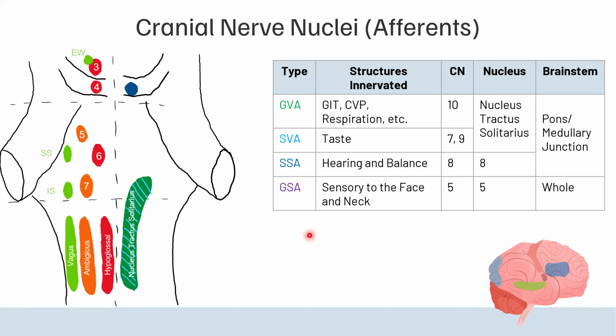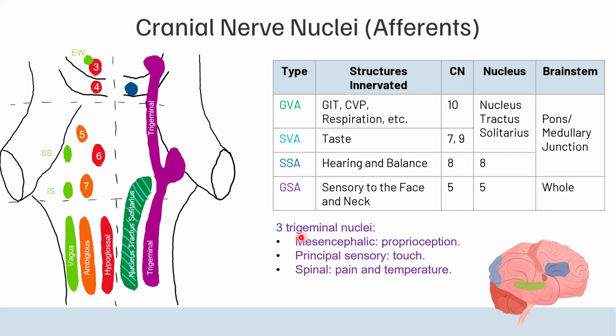Lastly, we have our general somatic afferents, which is the general sensations to the entire face and neck carried by our trigeminal. And this trigeminal has three separate nuclei that span the entire length of the brainstem. These nuclei are the mesencephalic within the mesencephalon, the principal sensory, so principal P for pons, and then finally the spinal because we're going closer to the spine. The mesencephalic was responsible for proprioception, the principal sensory was responsible for touch, and the spinal was responsible for pain and temperature. Is that clear before I move on to the next portion?